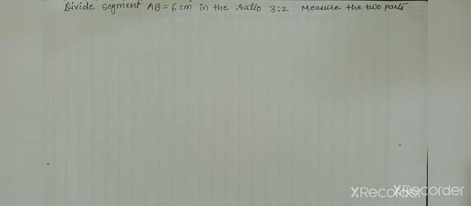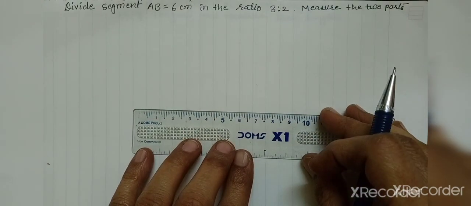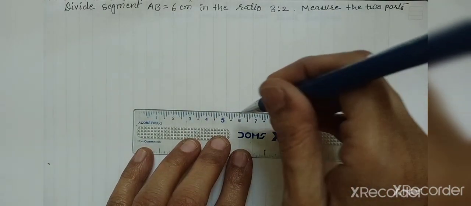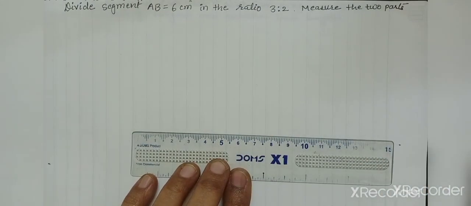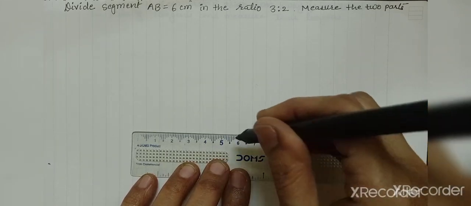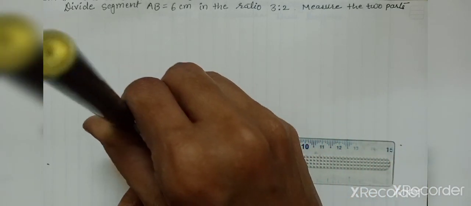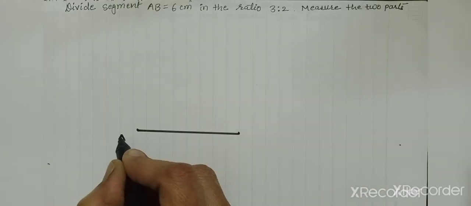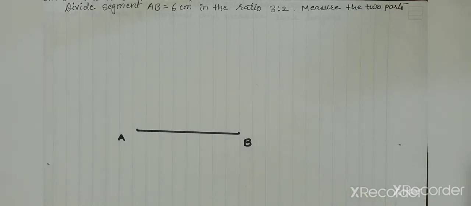First of all, let us draw a line segment of length 6 centimeter. So here I am keeping the scale and let us draw a 6 centimeter line segment. Right, and name it as segment AB. So this is point A and this one is point B.